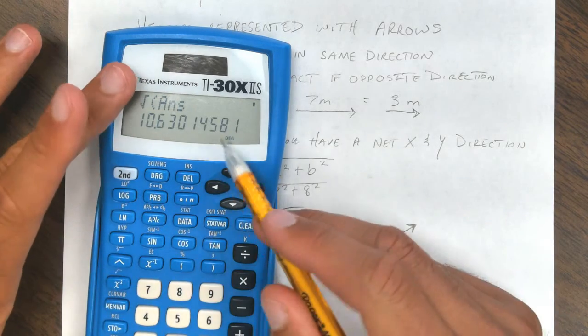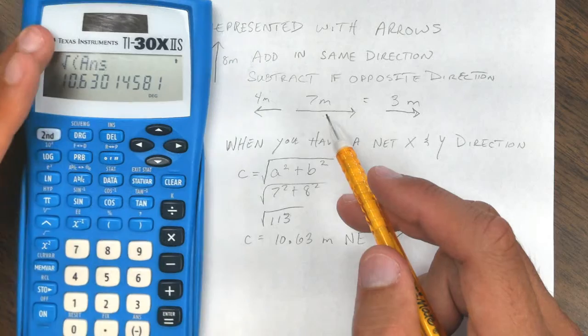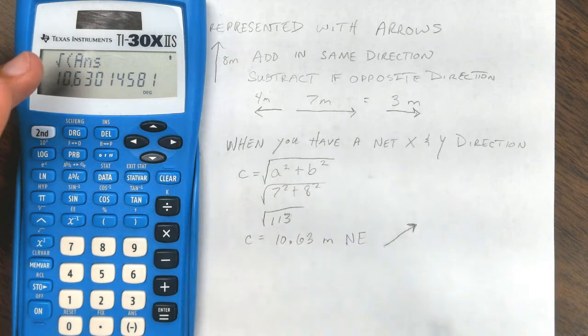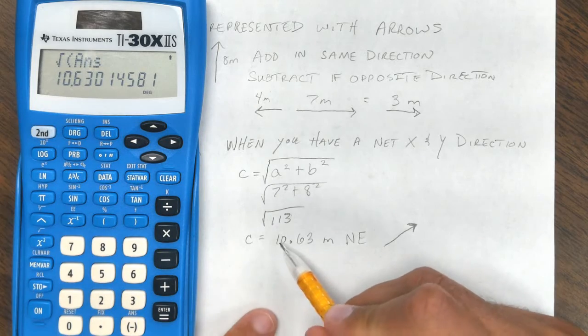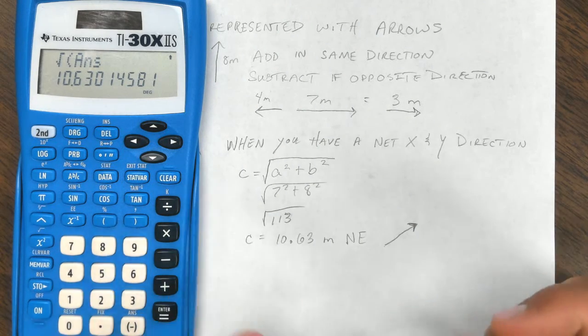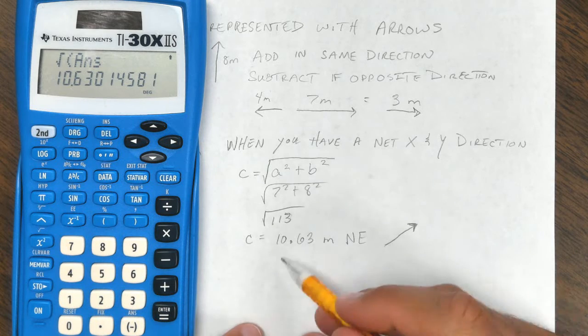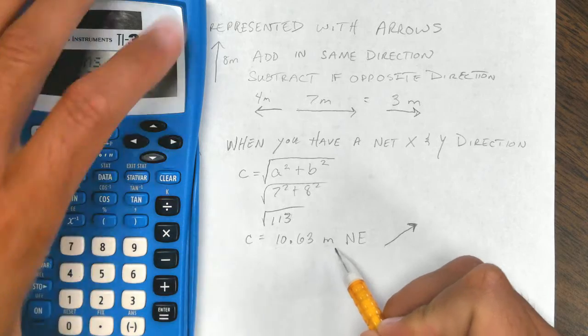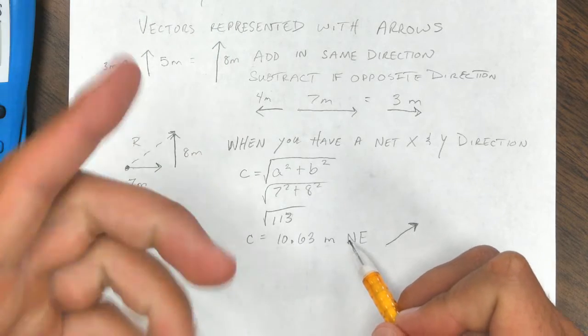Okay, and I get 10.63. That is going to be how you would do one of those problems on the homework. Now, I would always give 2 decimals, at least. You can do more, but always 2. All right, so that's the magnitude. The unit is meters because these were in meters.